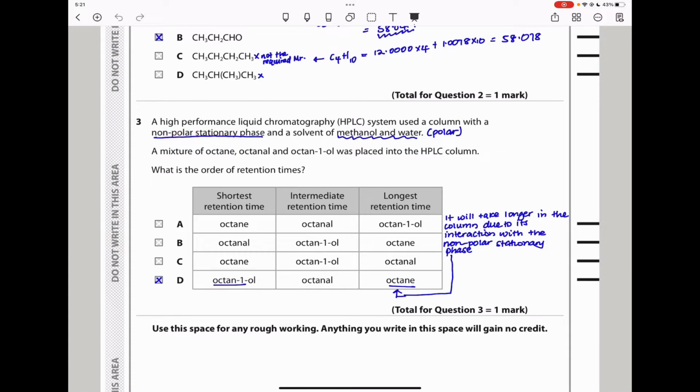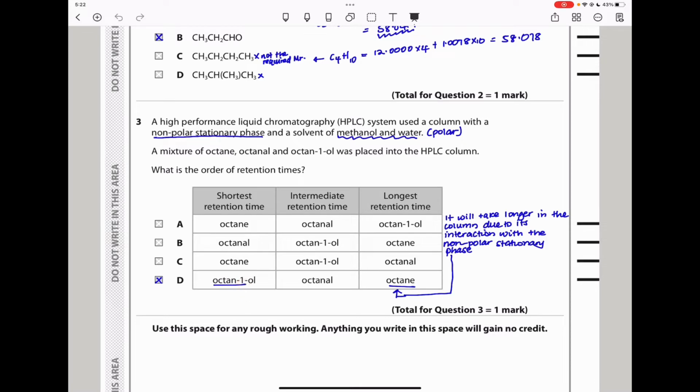Remember, the non-polar substance is the one that is attracted to the stationary phase. So we expect among these three, the non-polar substance will be retained longer. Since octane is purely a hydrocarbon, we expect it to last longer, and then octanol, which can have some polarity due to the permanent dipole, could come in next, and then this one here is going to come in the fastest. So number 1, number 2, number 3, and you can see the answer comes out as D.